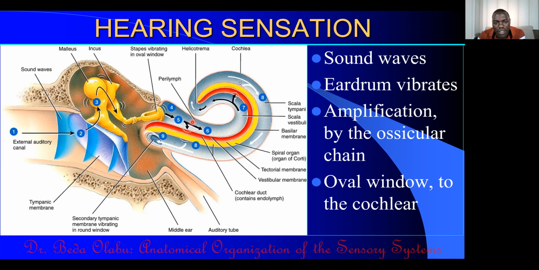There is some fluid that is outside the cochlear duct. The fluid that's outside the cochlear duct is called perilymph, in contrast with the fluid within the cochlear duct that we call endolymph. So we have endolymph and perilymph. The oval window is connected to the perilymph. But it is through these vibrations in the perilymph that vibration will now be translated to the cochlear duct.